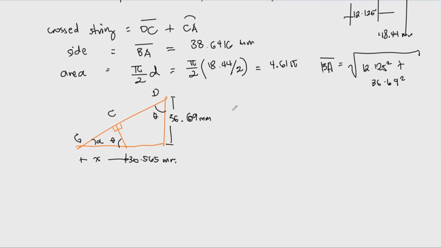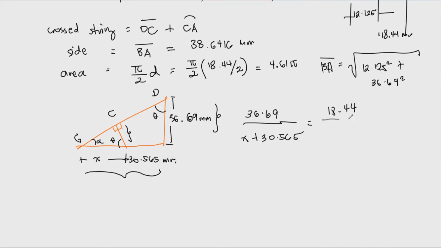We could see here that the one leg, which is 36.69, we divide that by the long leg, so that's x plus 30.565. That should be similar to the corresponding legs that we have. So if this is theta, if this is the alpha, we need to take the leg that is opposite the alpha. So this is that leg, and this one is actually the r, which is 18.44. And finally, since we need to take the side that is opposite theta, so in this smaller triangle we can see that that is CG.